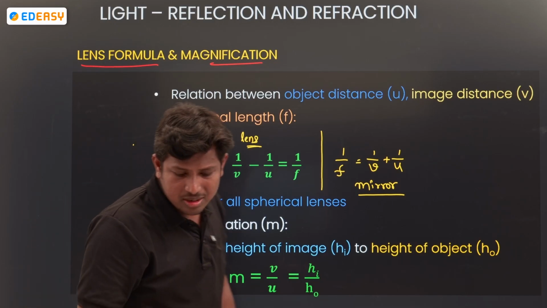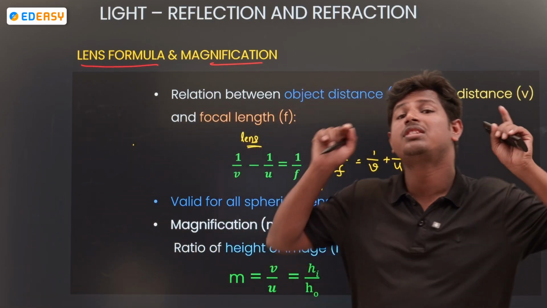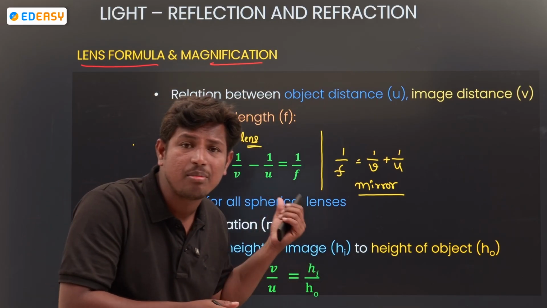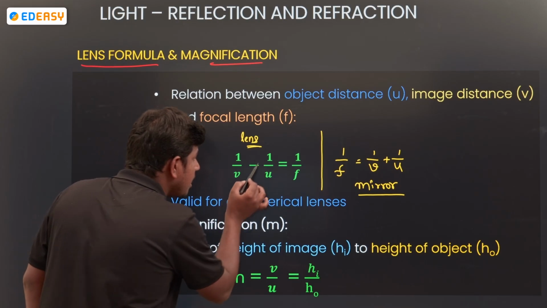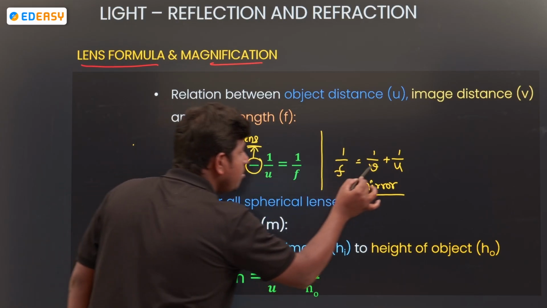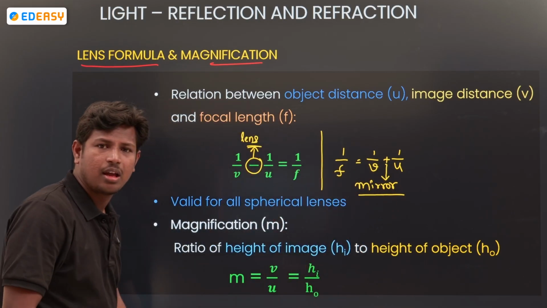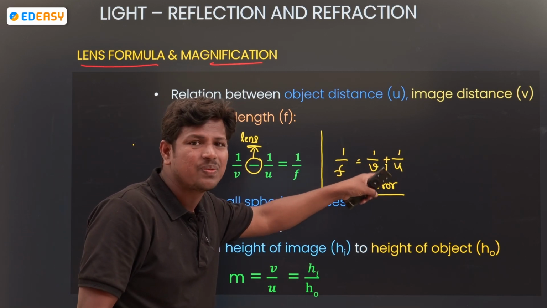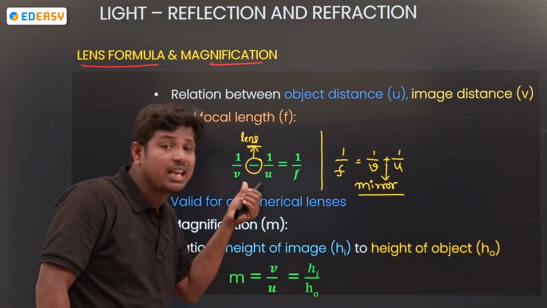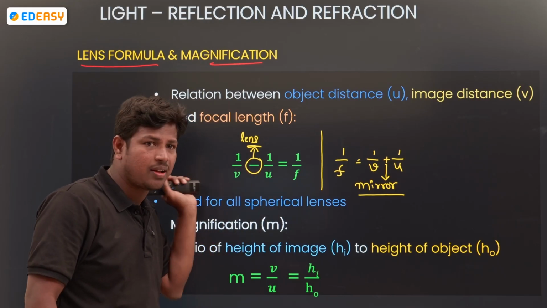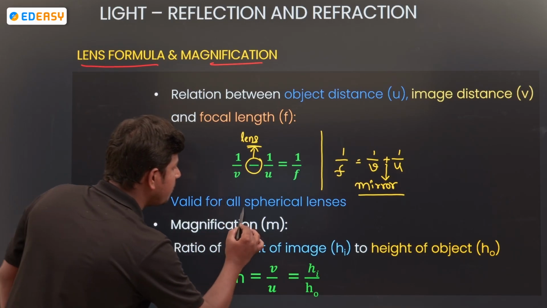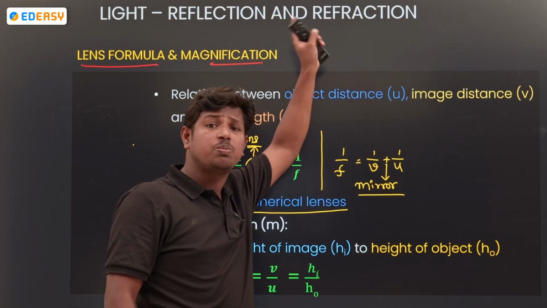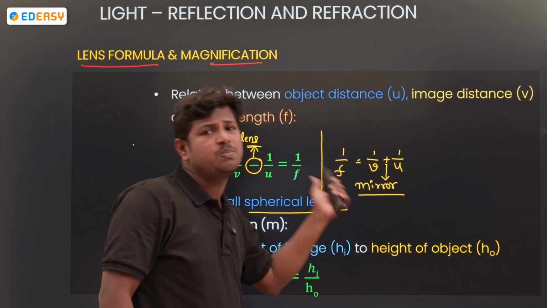Anybody from the comment section, compare both lens and mirror. What changes? Is there any difference between mirror and lens? In the lens you have minus, in the mirror you have plus, that's it. Object and image are negative as per sign conventions. Here the object is negative, the image is positive. Clear? Next, the formula is valid for all spherical lenses. There it is valid for all spherical mirrors. Here it is valid for all spherical lenses.